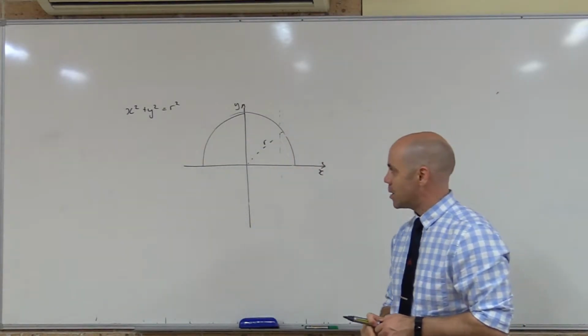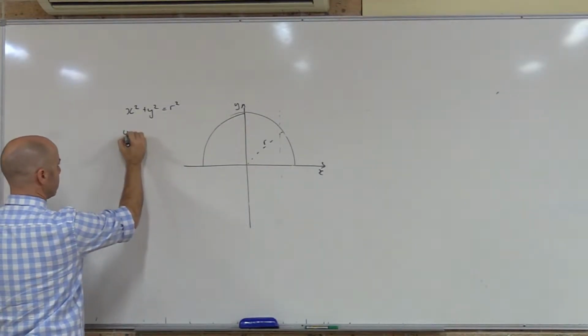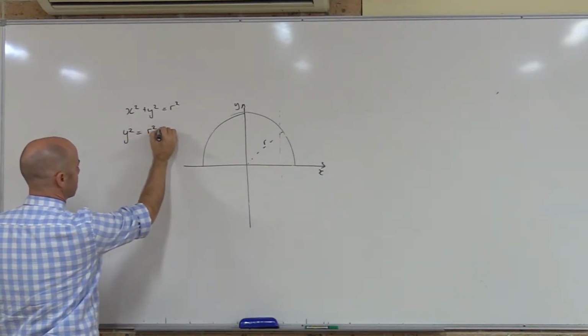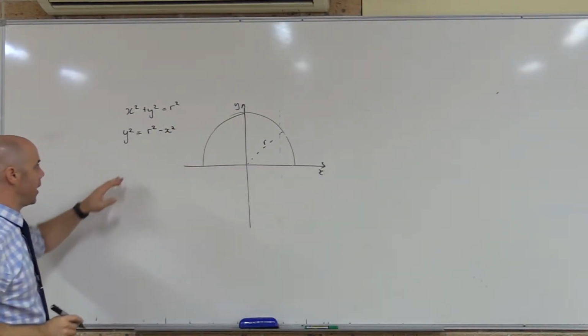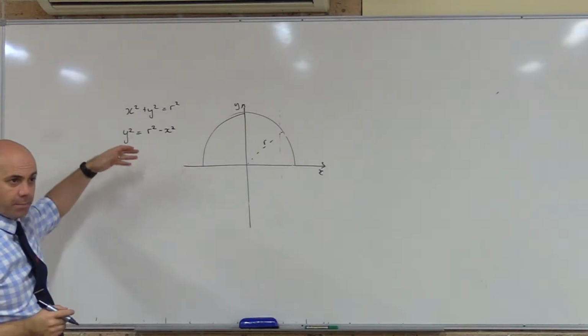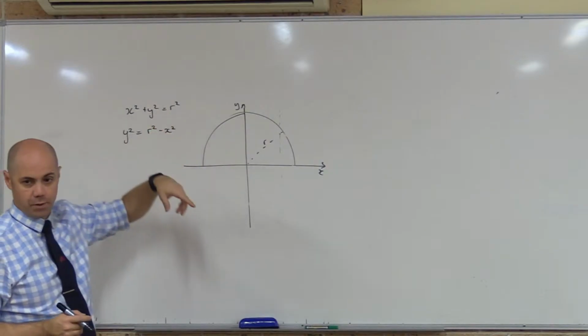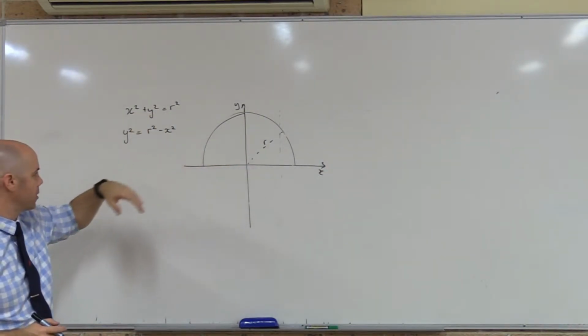And so we could say, all right, let's do a little bit of rearranging of this. We can go y squared equals r squared minus x squared. Now that is still the equation of a circle. It's not the way that we normally write it, but that still actually is a very true statement for the equation of a circle. You happy with that? I'm just moving the x to the other side.